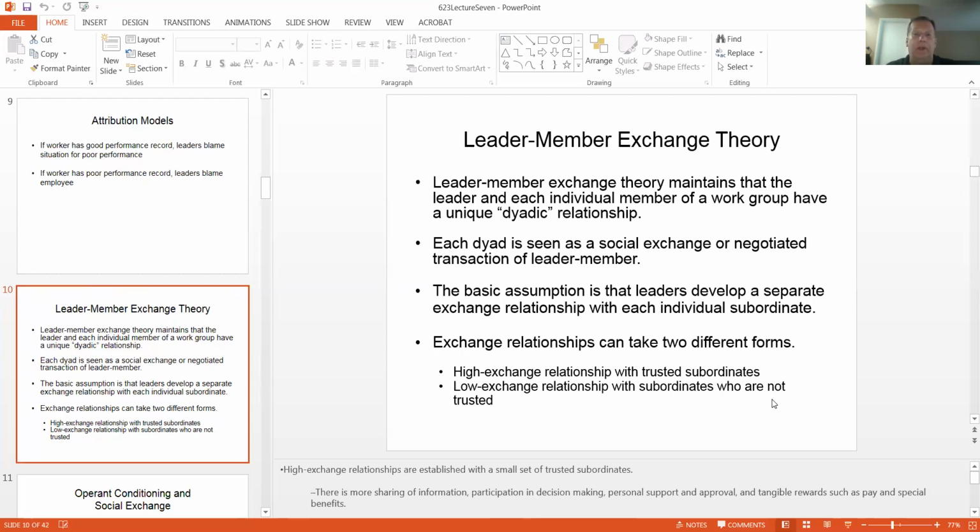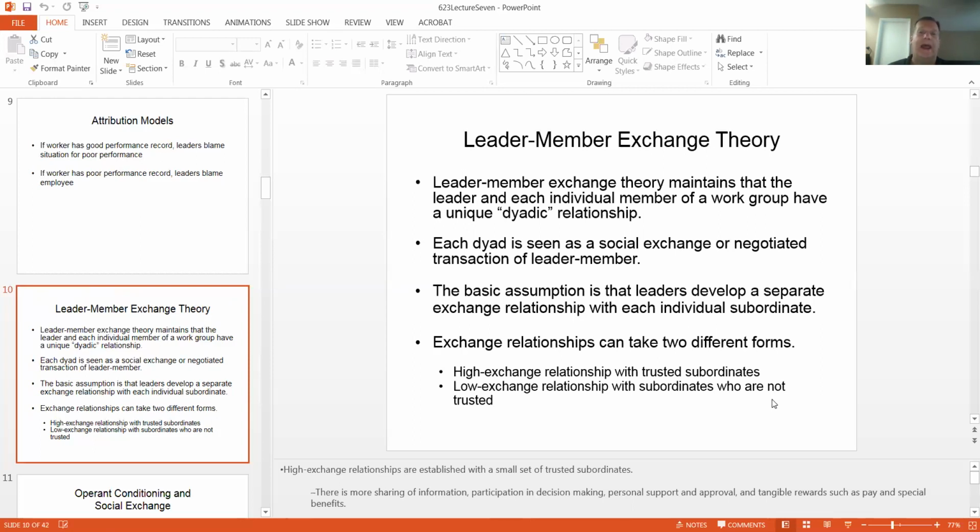Again, the basic assumption is that leaders will develop unique dyads with each one of their employees. These dyads, or these exchange relationships, usually take on two forms. The one form is what we call a high exchange dyad versus a low exchange dyad. So in a high exchange dyad, it's a relationship that you form with trusted subordinates. So you've already built that trust. It tends to be a very high exchange, high flow of communication type of relationship.